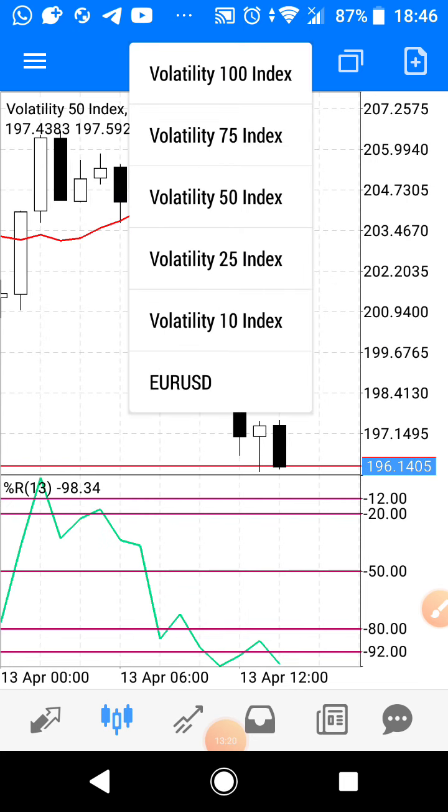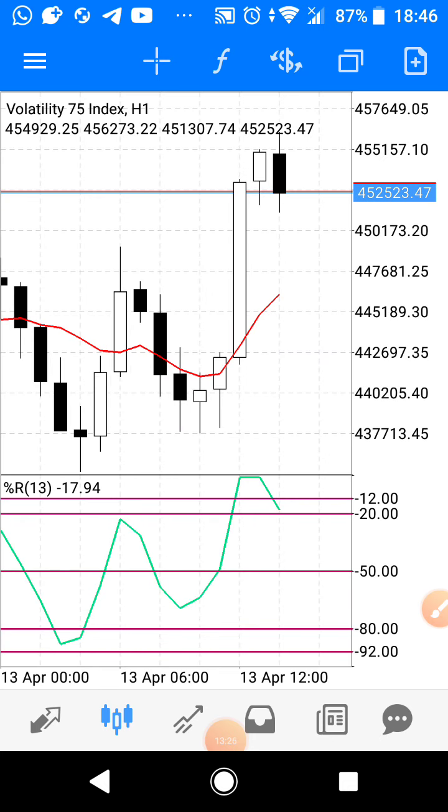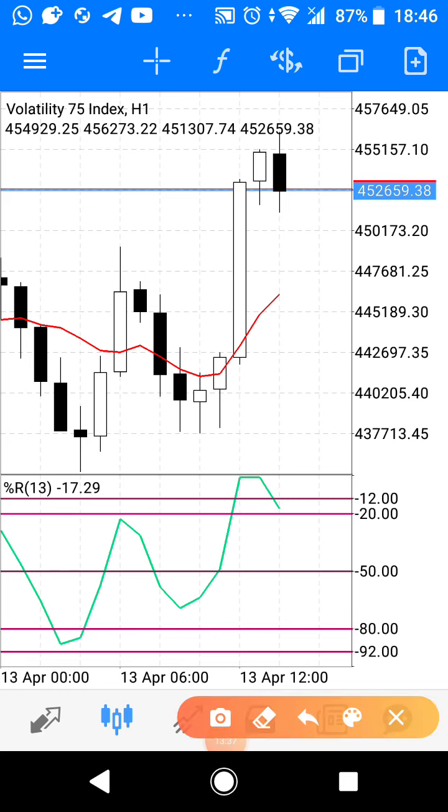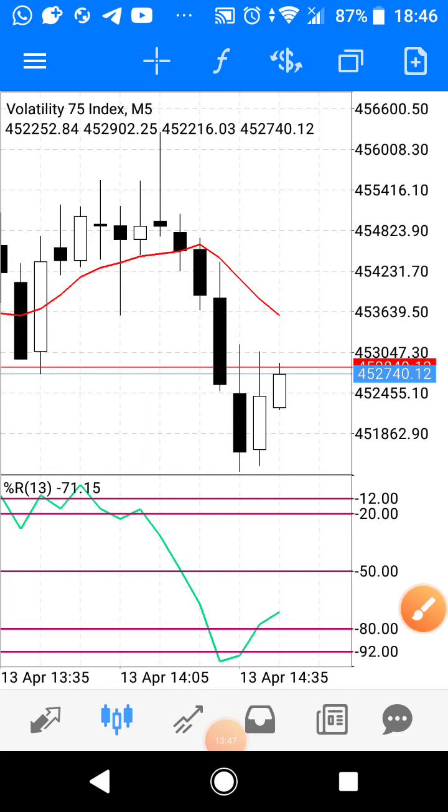Let me check 75 and then 100 and see if I can place any trade. I want to explain something on that 1 minute. Oh, wow. This is a good reversal. Though it has come and passed, I can still see if I can get something from it. If this gets to 20, though you can see here that it would have gotten to 20 and came back up. But if it gets to 20 again, I'll check 5 minutes.